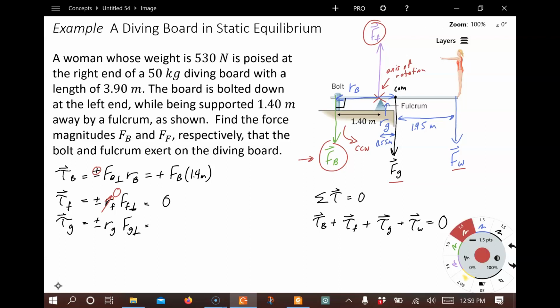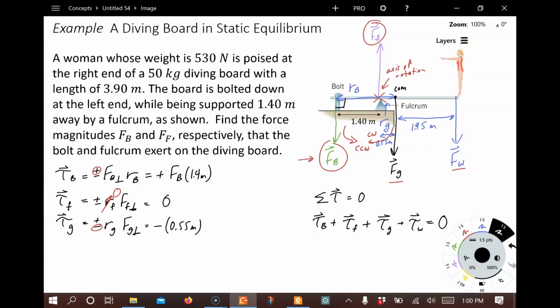So now we know the radius for the board's gravitational force, and now we want to figure out what the plus or minus sign is. Well, look at this force here, and here's the axis of rotation. This force is going to cause it to go clockwise. So that's going to be negative, right? So we're going to choose the negative sign here, just like we chose the positive sign earlier. The radius is 0.55 meters, as we said.